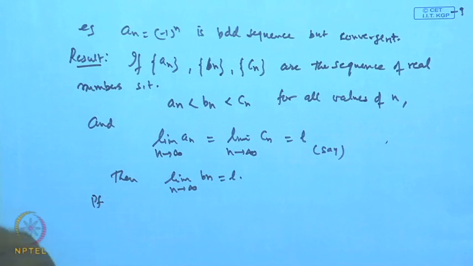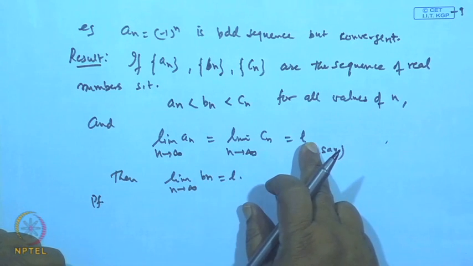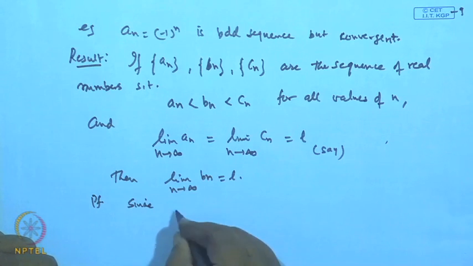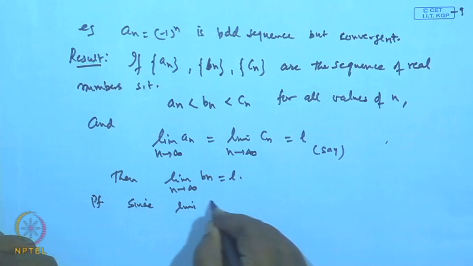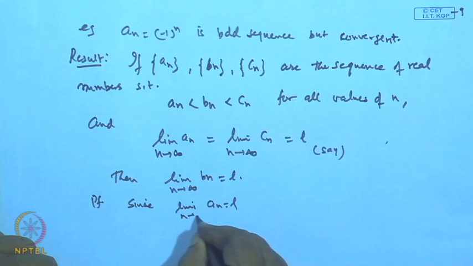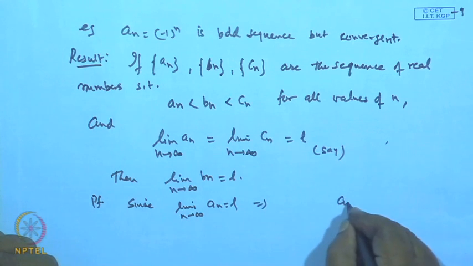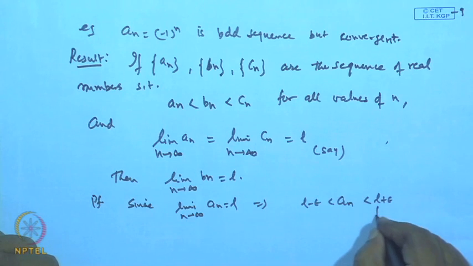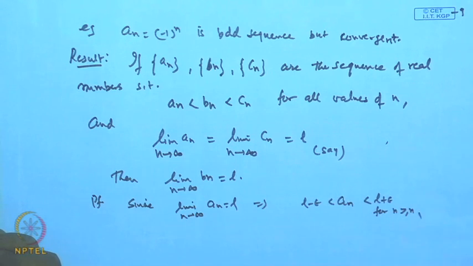The proof is as follows. The limit of a n is given to be L. So, since the limit of a n is L, it implies that a n must lie between L minus epsilon and L plus epsilon for n greater than or equal to n 1.